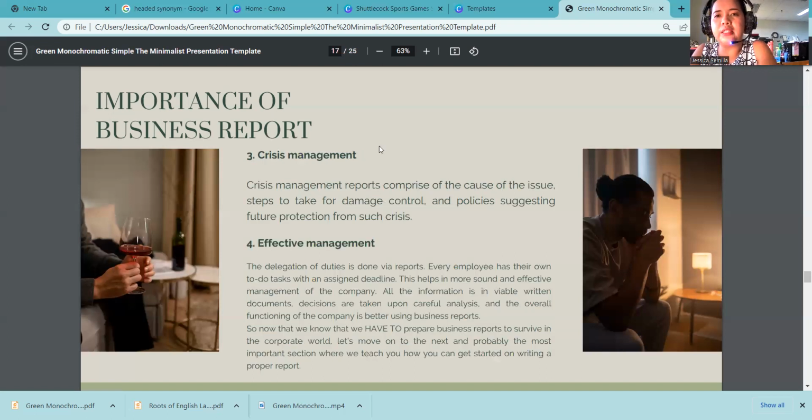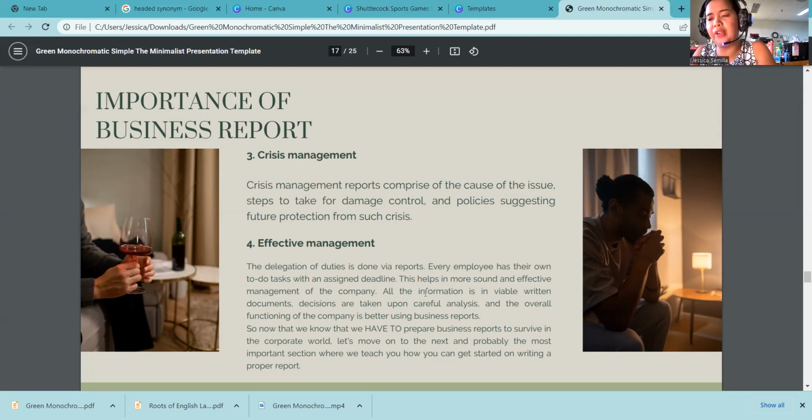Another one is the importance of business reports in crisis management. If there is a problem within the business, a business report is one of the key factors to really alleviate and put a solution to a crisis. It looks into the causes of the issues, gives steps to take for damage control, and suggests policies for future protection from such crises.